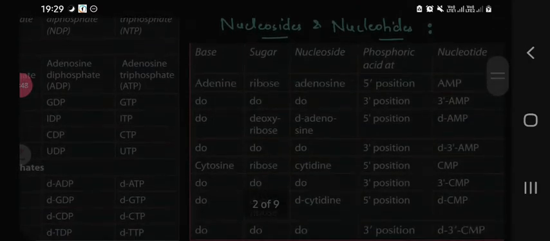Nucleosides and nucleotides. Adenine, sugar is ribose and nucleoside is adenosine. Phosphoric acid, 5th position, nucleotide AMP. Same like this, 3rd position, 3 prime AMP. Deoxyribose, deoxyadenosine, 5th position, dAMP. 3rd position, 3 prime dAMP. Cytosine ribose, cytidine, 5 position CMP, 3rd position 3 prime CMP. Deoxyribose cytidine, 5th position dCMP and 3rd position 3 prime dCMP.